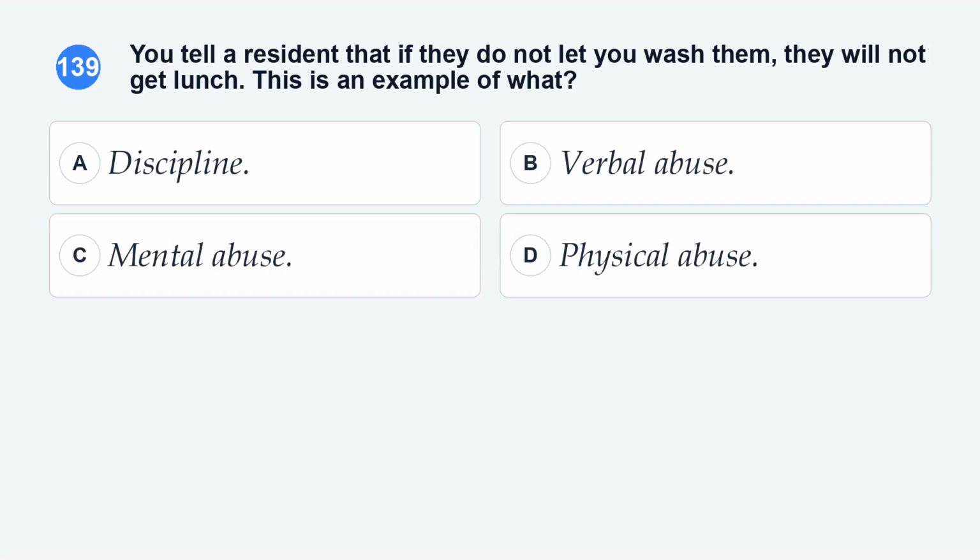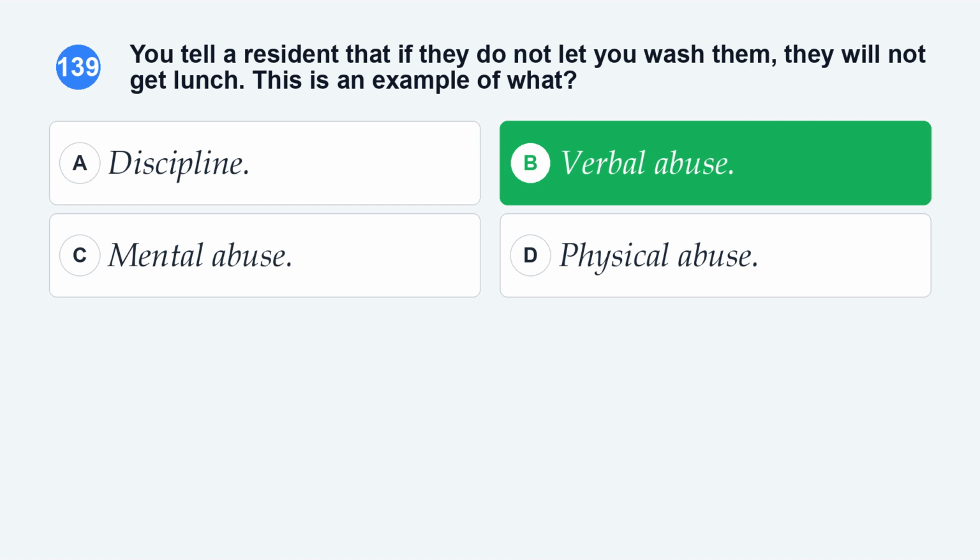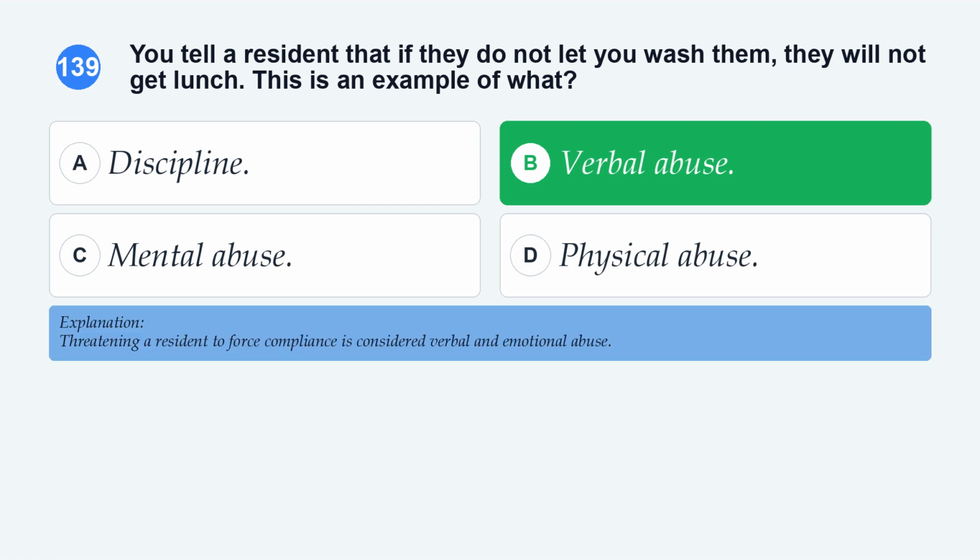Question 139. You tell a resident that if they do not let you wash them, they will not get lunch. This is an example of what? Option A. Discipline. Option B. Verbal abuse. Option C. Mental abuse. Option D. Physical abuse. The correct answer is option B. Verbal abuse. Explanation. Threatening a resident to force compliance is considered verbal and emotional abuse.